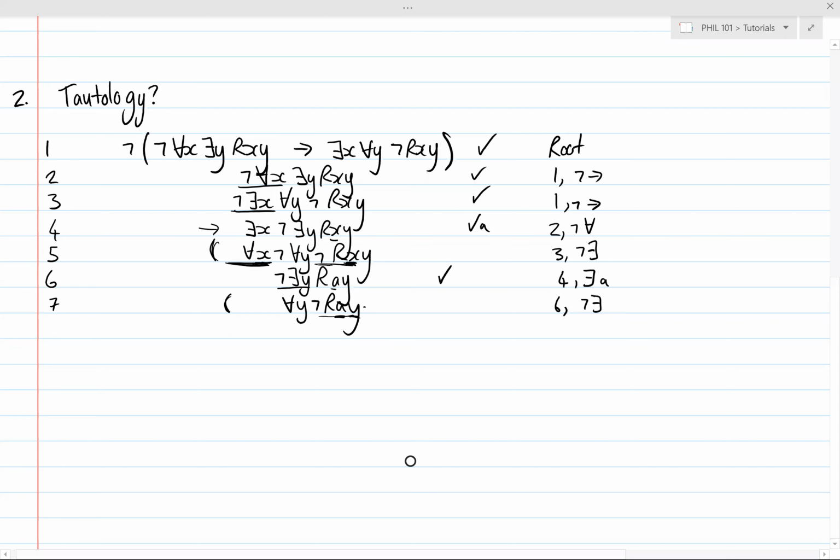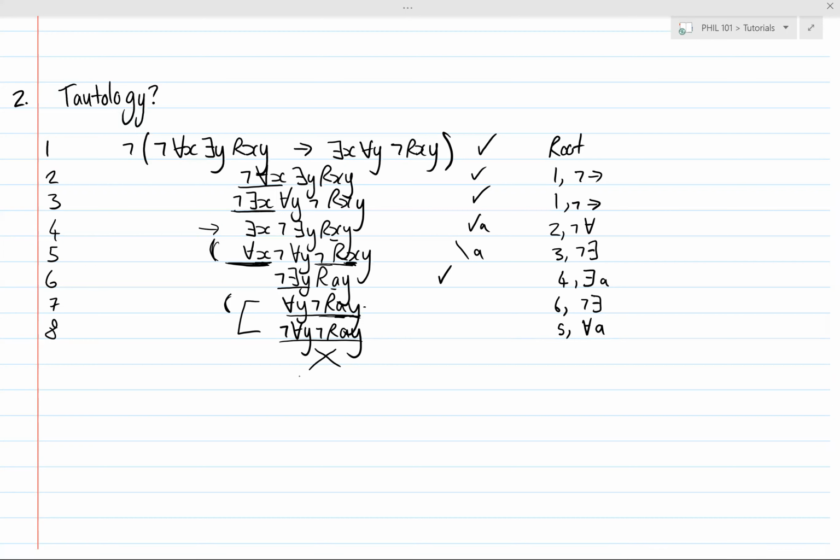So what happens if I do that? To line 5, I get not for all y, not r a y. Now I have applied line 5 to a, and I get my line 8 from line 5 using the for all rule with that variable a. Now it looks like I don't actually have to apply any more universals because I've got a contradiction right here, and so I've got this formula and the negation of it right below it. So that is what's going to close my branch, the contradiction between line 7 and 8.